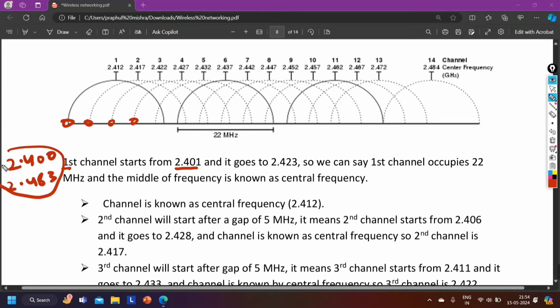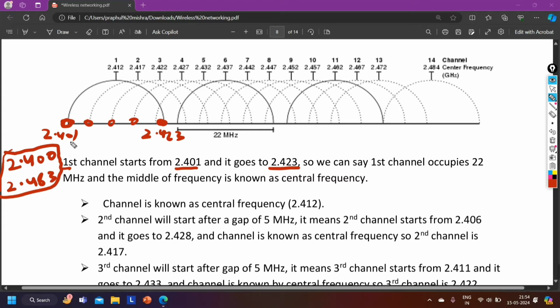Range of frequency bands under 2.4 gigahertz. And your first channel will start from here, 2.401. So if someone asks you what is the band of first channel, it is going to be 2.401, and it goes to 2.423, right? Means first channel is ending over here. This is the first channel. So this point over here, frequency band is 2.423.